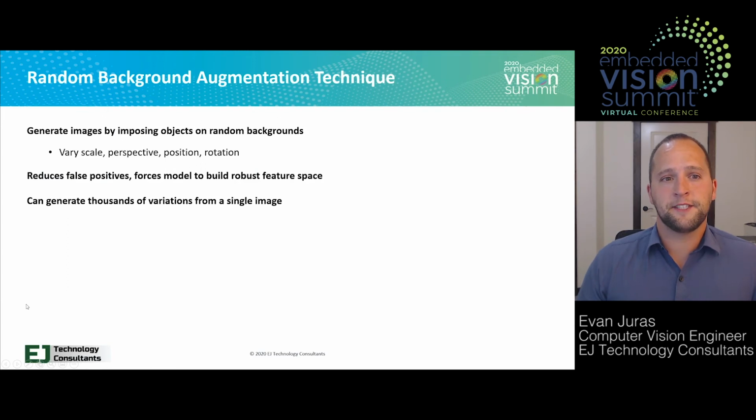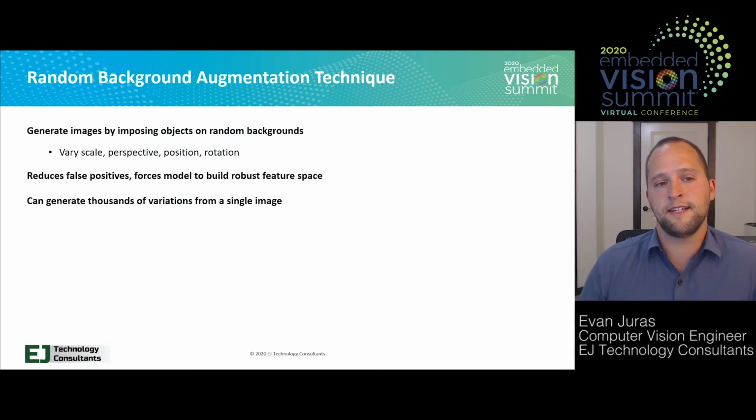Okay, so now I'm going to switch gears a little bit and talk about a special augmentation method I used that I call the random background augmentation technique. I use this method to generate 50,000 images of playing cards and use those to train a card detection model, and it works very well and it's very accurate.